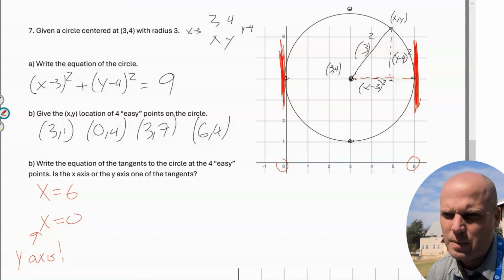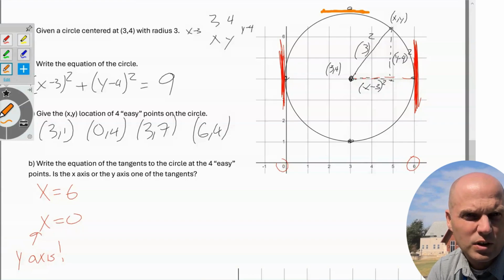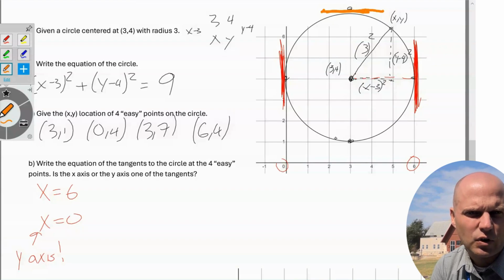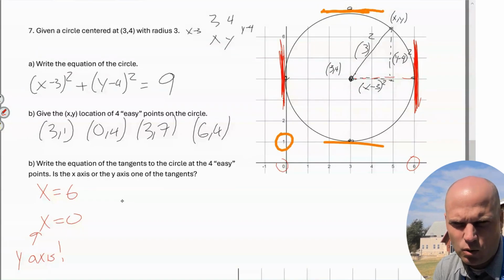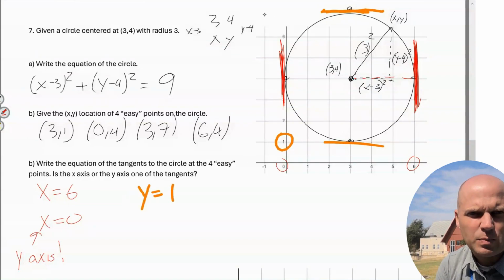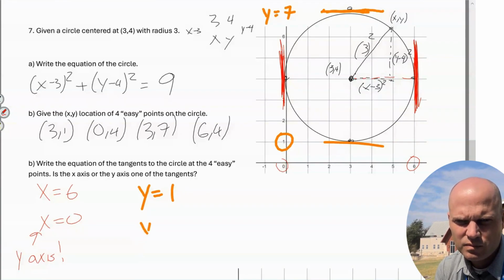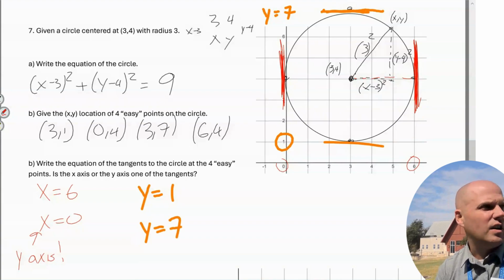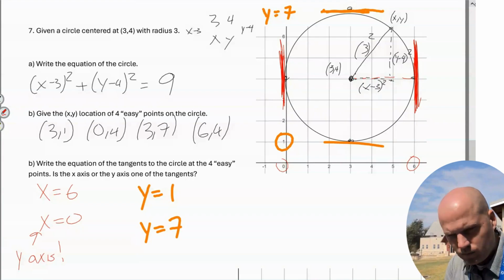Cool. What about the other ones? Well, up here, this horizontal line would be perpendicular to this vertical line, and same down here. So all of these points have y equals 1, and all of these points have y equals 7. Are either of those the x-axis or the y-axis? No. If it was y equals 0, that would be the x-axis.